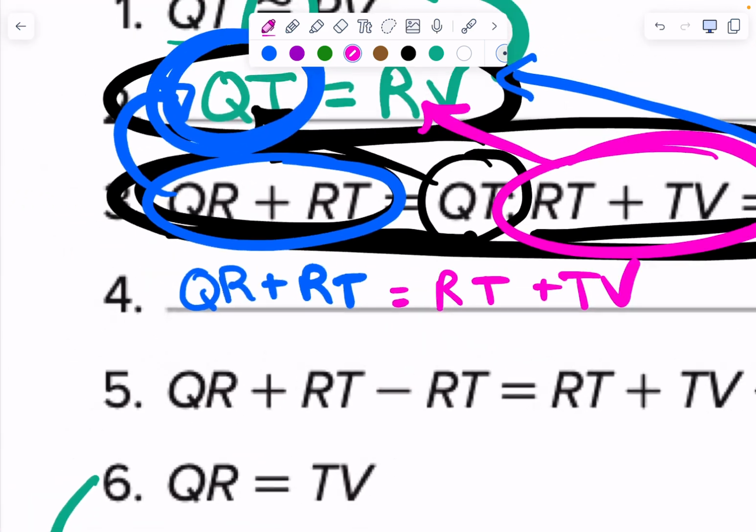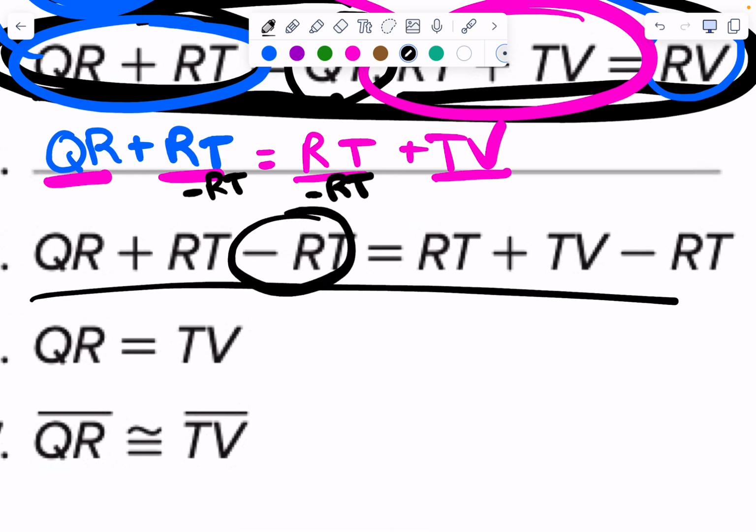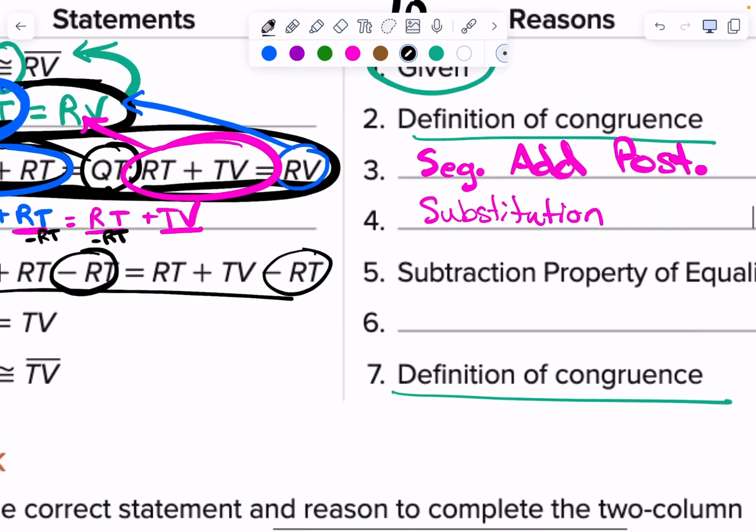Now, let's look at number 4. Let's look at where we were just at. We have QR plus RT equals RT plus TV. This is like combining like terms. What can I do? Subtract the RT. I'm going to subtract an RT over, right? Which is exactly what they did here. They just wrote it out the longhand way, right? They put their minus RTs at the end instead of putting it below like we usually do, right? And that's called the subtraction property.